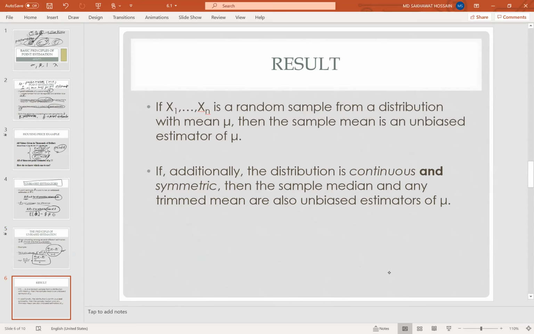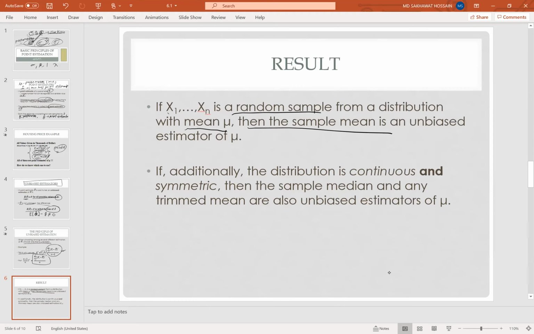Okay, so if x1, x2, up to xn is a random sample from a distribution, that means they are independent and identically distributed, with a distribution with mean mu, then the sample mean is an unbiased estimator of mu. It is always true, and we already showed this. We calculated the expected value of x bar and found it is mu when the xi's are a random sample. So when the xi's are independent and identical, x bar is always an unbiased estimator of mu.